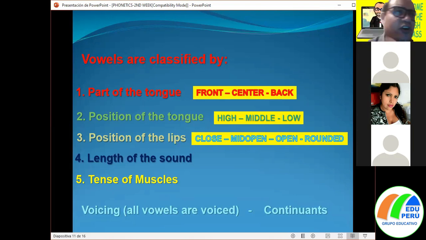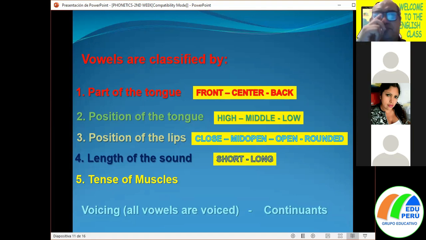Let's pass to the fourth characteristic, the length of the sound. We have just two: short or long. Short vowels, long vowels. And finally, we have the tense of muscles. We have just two again: lax or tense. Notice here these five characteristics. Remember, we are going to analyze the five characteristics.